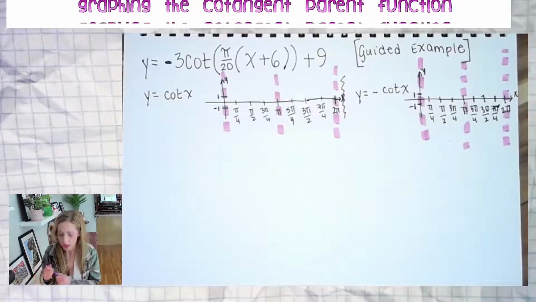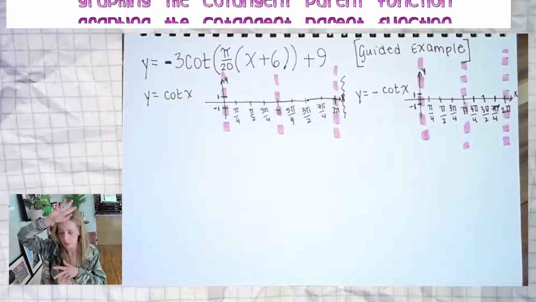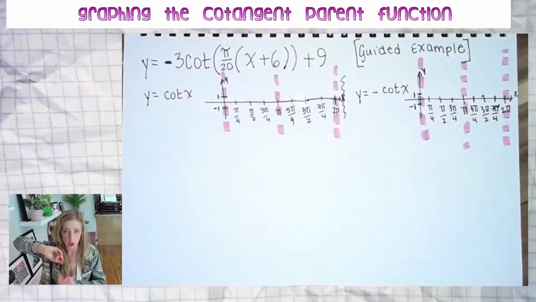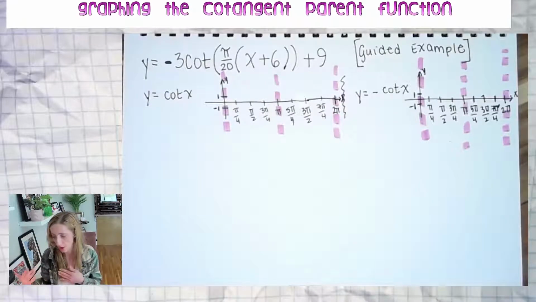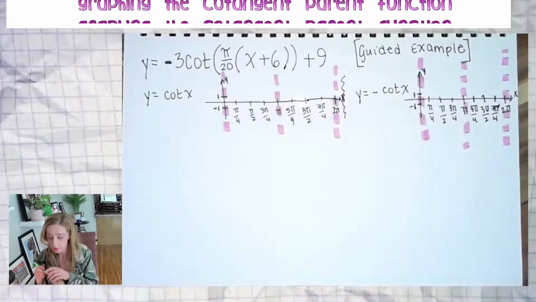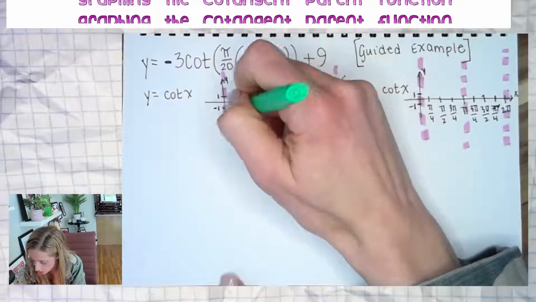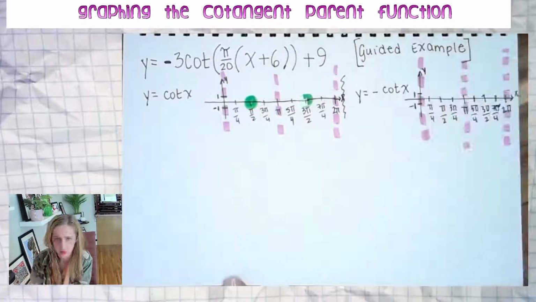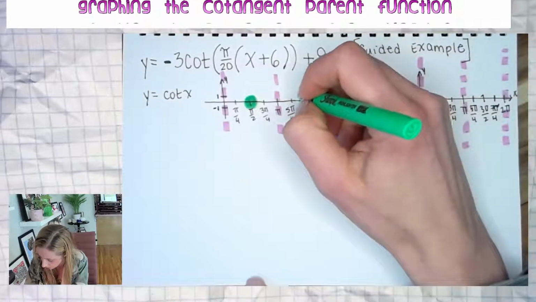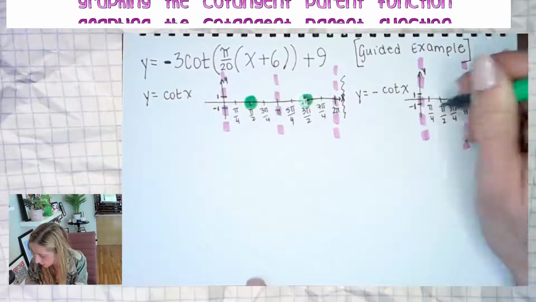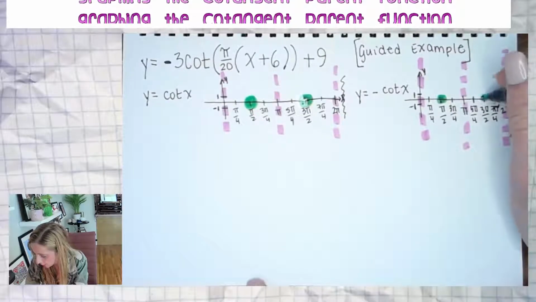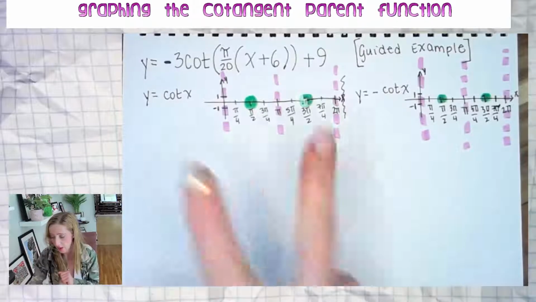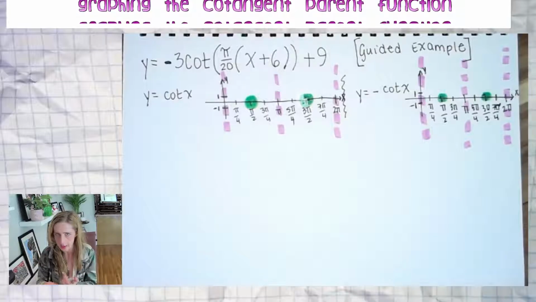Then normally tangent is undefined on top and bottom at pi over 2 and 3 pi over 2. Cotangent is the reciprocal of that. What's the reciprocal of undefined? The reciprocal of undefined is 0. So cotangent is 0 at pi over 2 and 3 pi over 2. So I'm going to have little green dots right over there. And then here as well, because -0 is still 0. So even if I made it negative, that didn't impact my asymptotes or my zeros.